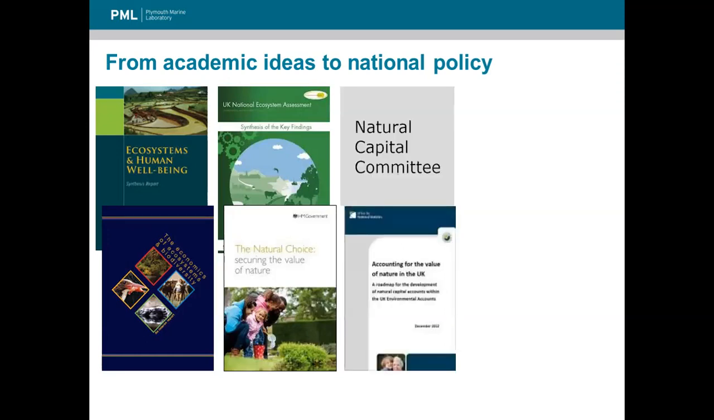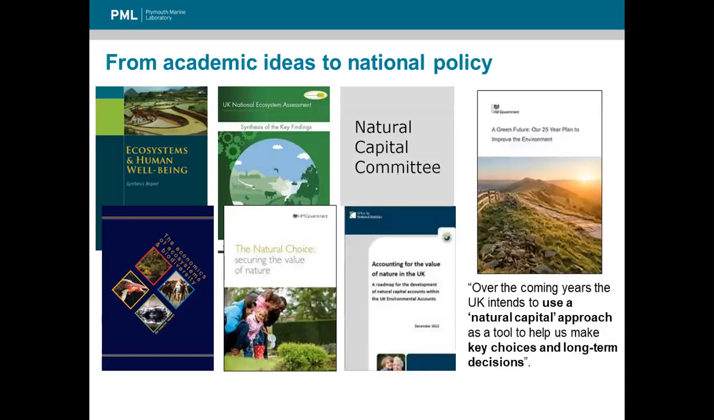And from the White Paper, that led directly to the formation of the Natural Capital Committee, and also to a commitment to have regular natural capital accounts within the UK's wider national accounting. And of course, now we have the 25-year environment plan, which contains the explicit commitment that the UK intends to use a natural capital approach as a tool to help us make key choices and long-term decisions.